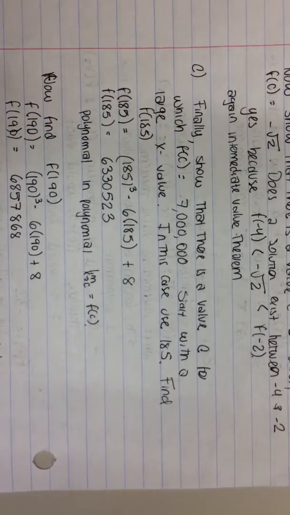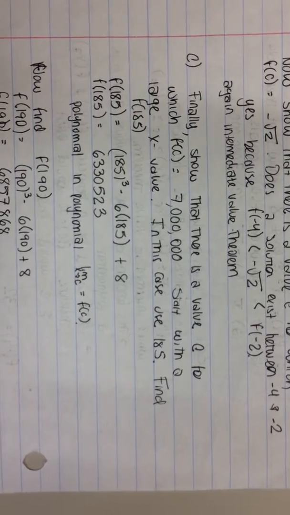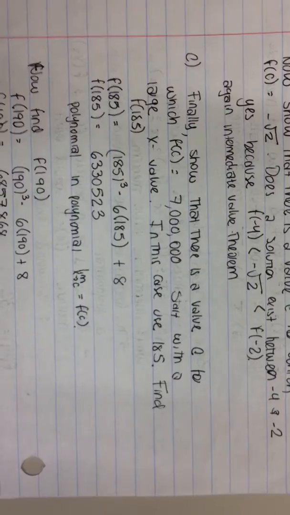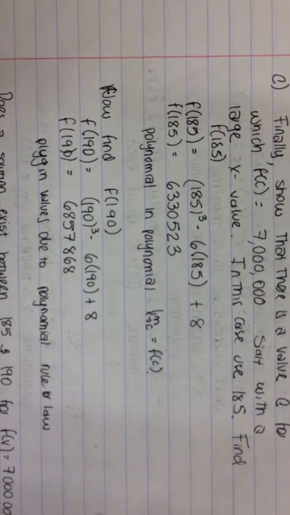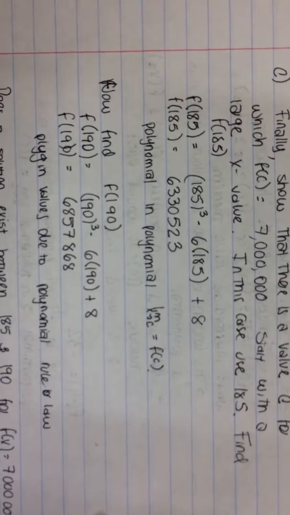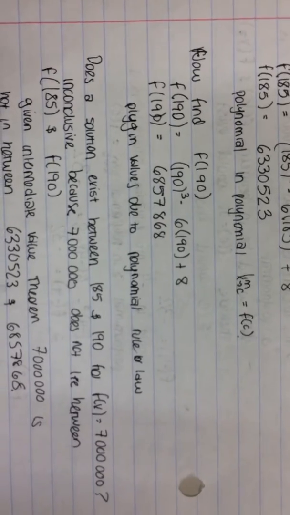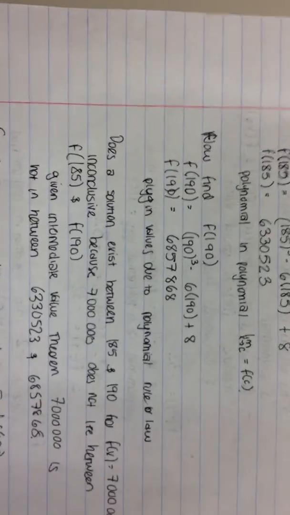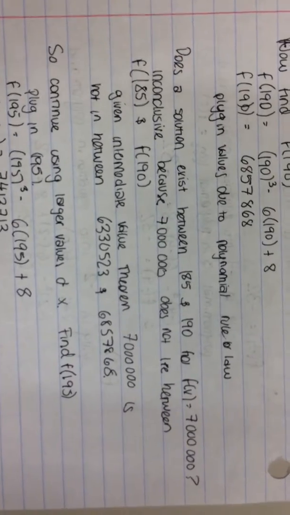Finally, show that there is a value of c for which f of c is 7 million. Start with a large x value. In this case, use 185. So f of 185 in this case is 6,330,523. So given it's a polynomial, you just plug in the values. And now you find f of 190, and f of 190 gives you 6,870,868.